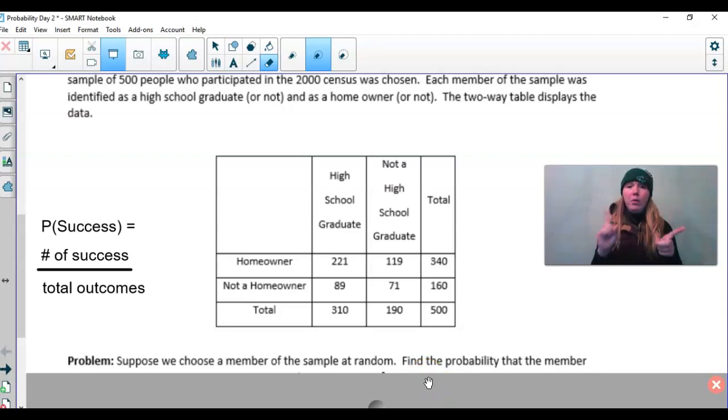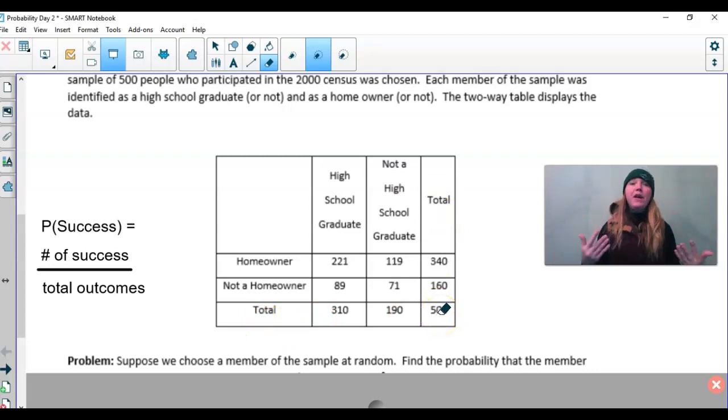Now, a real quick thing. With two-way tables, sometimes you are not given the totals for the rows or the columns, as well as the table total. I always put that in while I'm doing my work if it's not given, because you're going to need it.